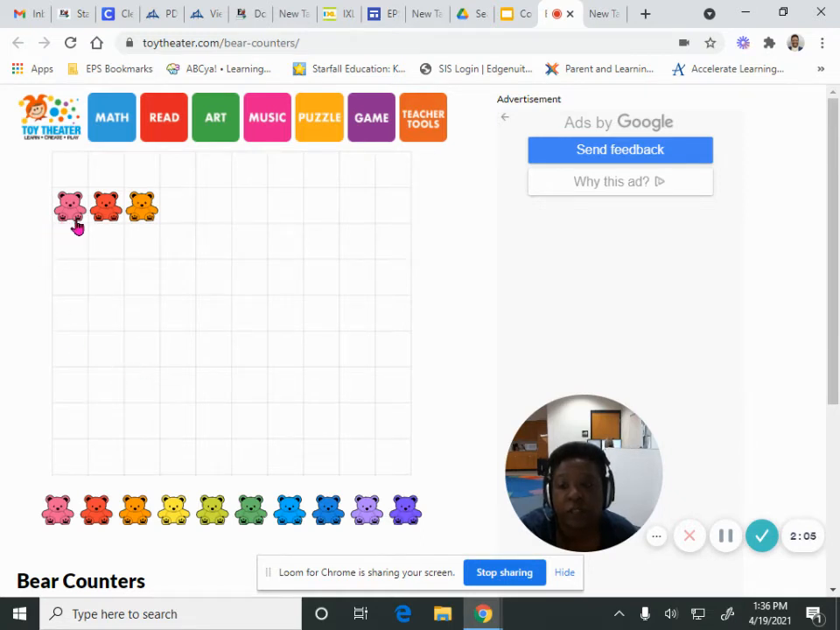1, 2, 3, 4, 5, 6. Great job. What happens if we count by twos? Do you think we get a different answer? 2, 4, 6. Wow, we got the same answer. So we can use multiple strategies and still come up with the same answer.